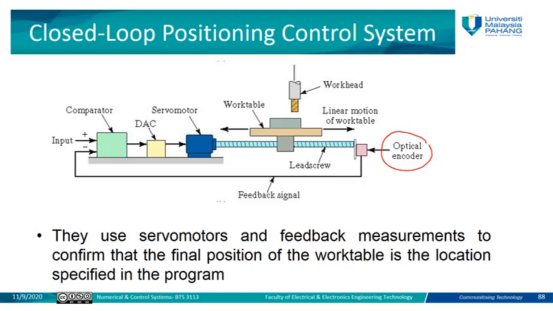So the servo motor and feedback measurement are used to confirm the final position of the work table. So that means it will be more accurate than the open loop system. So usually the closed loop is more accurate, and also it compensates for the error that may occur in the open loop system. So in this case the error is less, the system output is more accurate, and the actual position is almost the same as the desired position of the system.